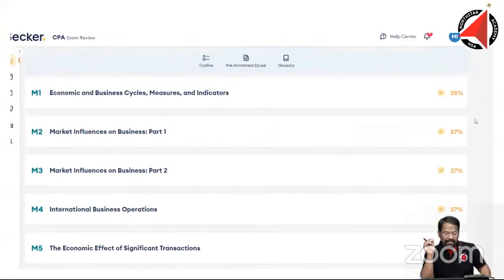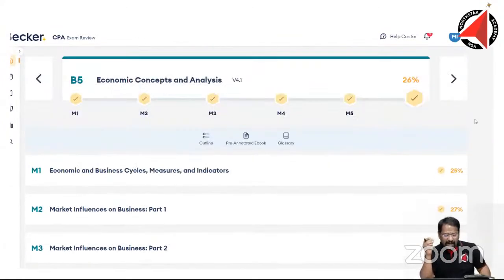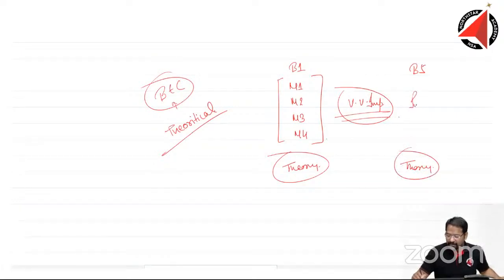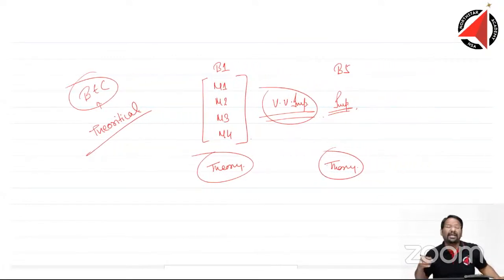All right, so economic and business cycle measures, market influence and business part 1, part 2, international, this entire thing is theory. So write it down, that entire B5, this was B1, and the entire B5 is theory. Is it important? Answer is yes, this remains important. Why is it important? Because it is not very complicated and it is very scoring. When it is not complicated and scoring, why not enjoy that? It's a win-win situation. Why not make the best use of it?